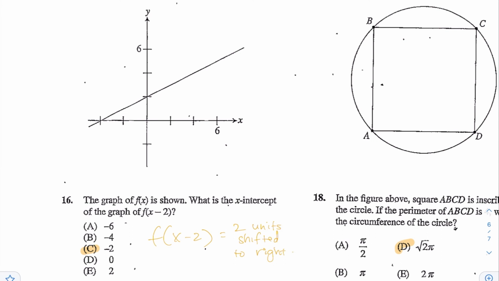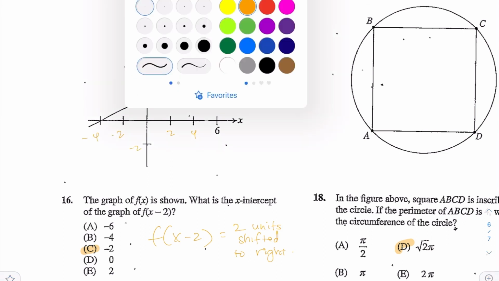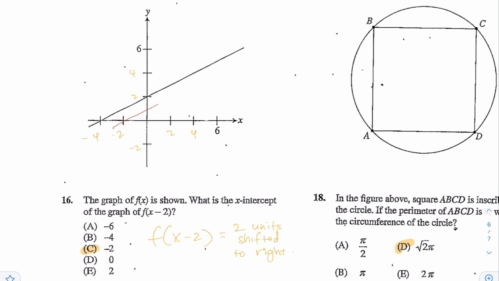So when you shift this 2 units to the right, now the intercept, you have to count by the scale, by 2s. You will shift this 2 units to the right, so that this graph would look like this. And the x-intercept will go from -4 to choice C, -2.